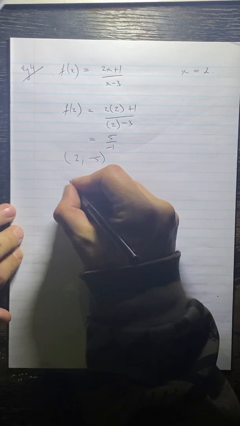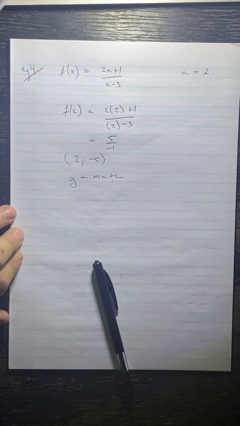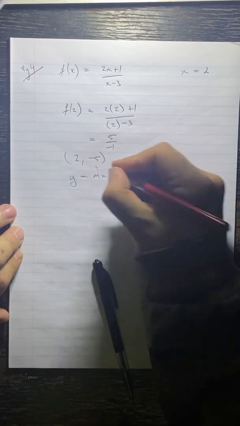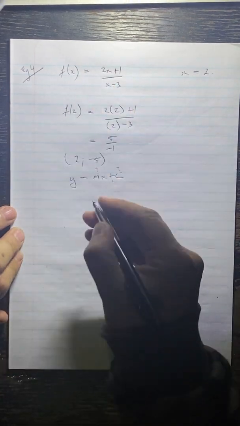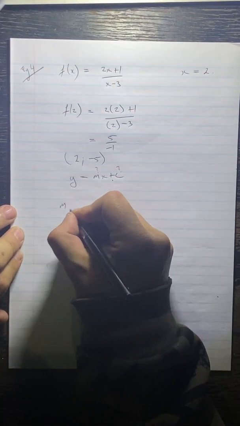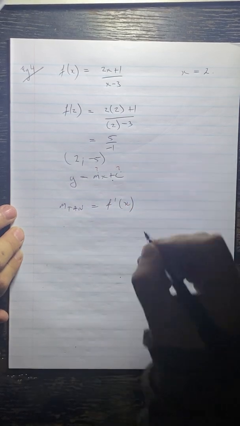All right, so what we now need to do is find the gradient, because y is equal to mx plus c. That's the equation of a tangent. I need to find the m and I need to find the c. So I need to differentiate this. So m tan will be equal to f dashed of x.